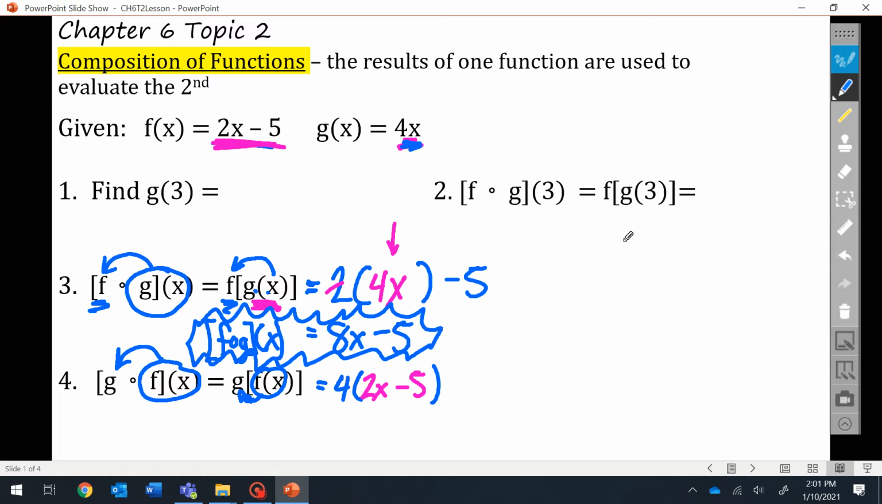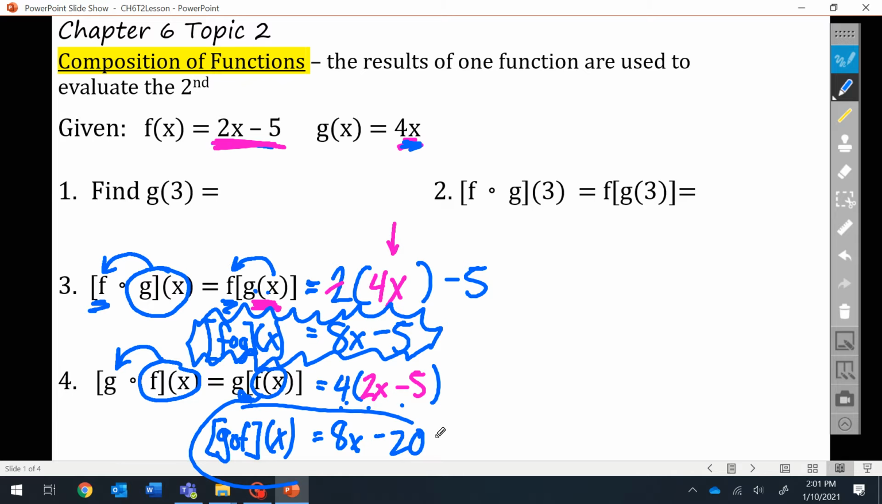I'll use the distributive property to simplify this. So 4 times 2x is 8x. 4 times negative 5 is negative 20. So this represents the g compose f of x function, 8x minus 20.